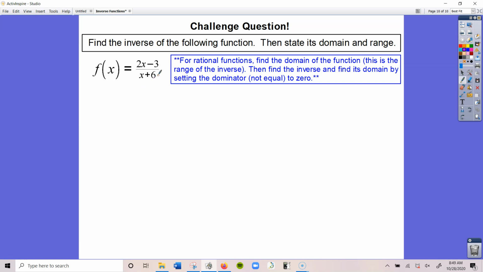And we know that for domain, the denominator can never equal 0. So x plus 6 can never equal 0. That means that x cannot equal negative 6. And if I put that on my number line, negative 6 is the only number that is not included. So the domain would be from negative infinity to negative 6, union negative 6 to infinity. So I'm going to keep this in mind because this is going to be the range of my inverse.